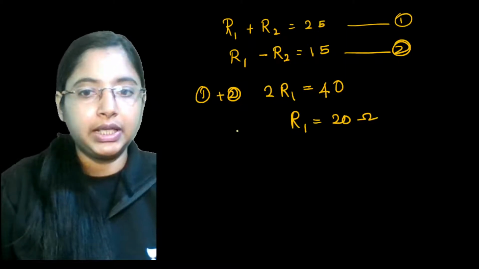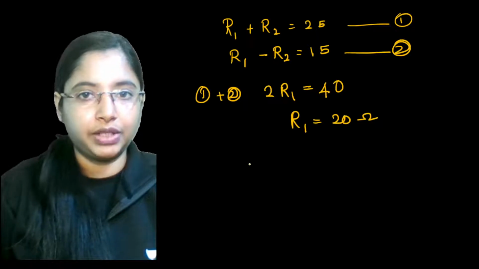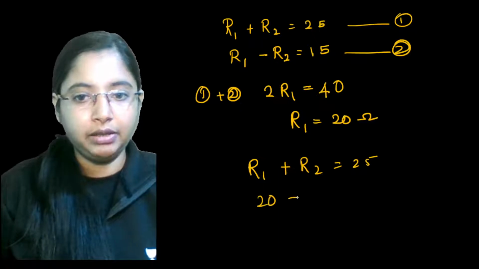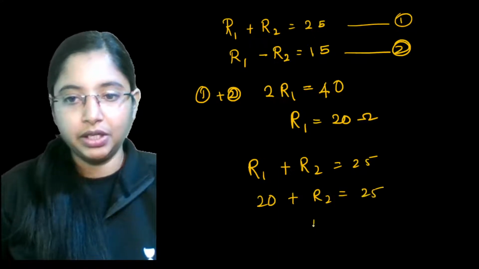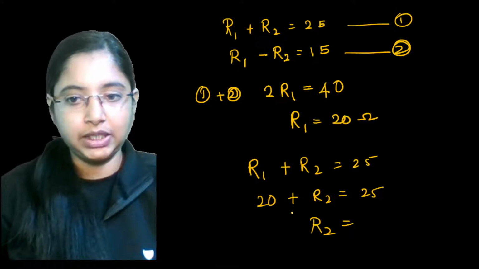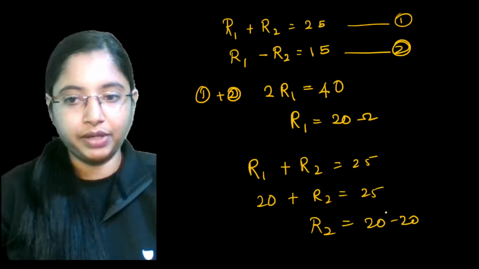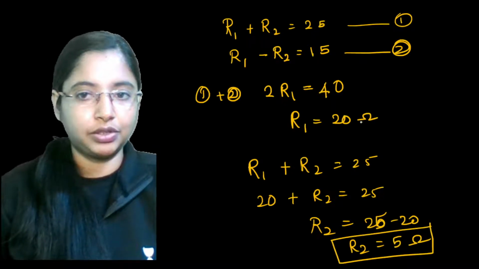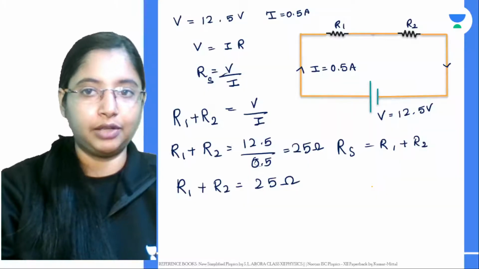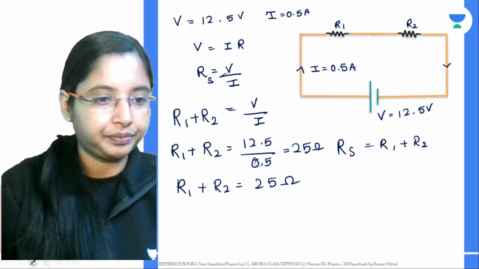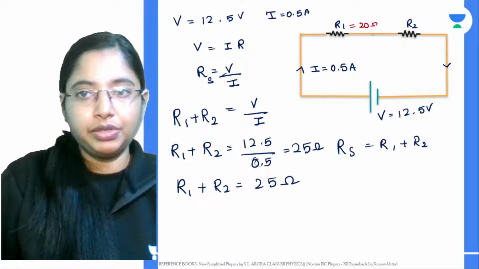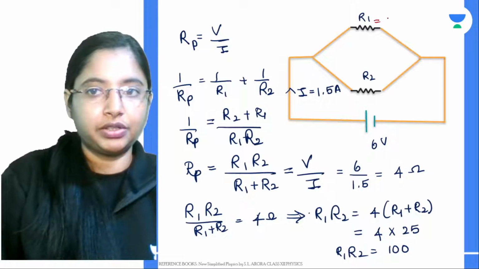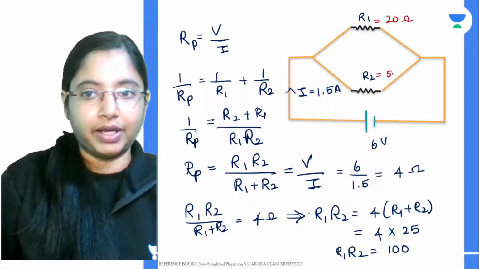Now the next step is you can substitute in any one of these. R1 plus R2 is equal to 25 means 20 plus R2 is equal to 25. Because the R1 value is 20, R2 is 25 minus 20. So R2 has a value of 5 ohms. So one resistor value is 20 ohms and the other resistor value is 5 ohms. These are the resistor values we can see.